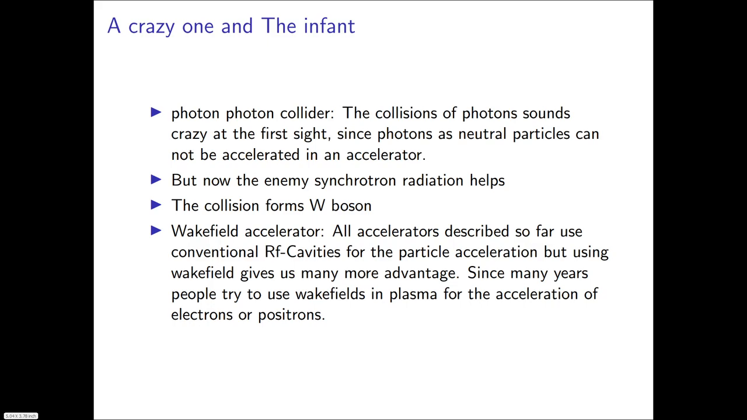I told you earlier, in the main characteristics of the collider, that only charged particles can be accelerated in an accelerator, but photons are neutral particles. How can they be accelerated? Shining two torches at each other is not a photon-photon collision. It just passes over.